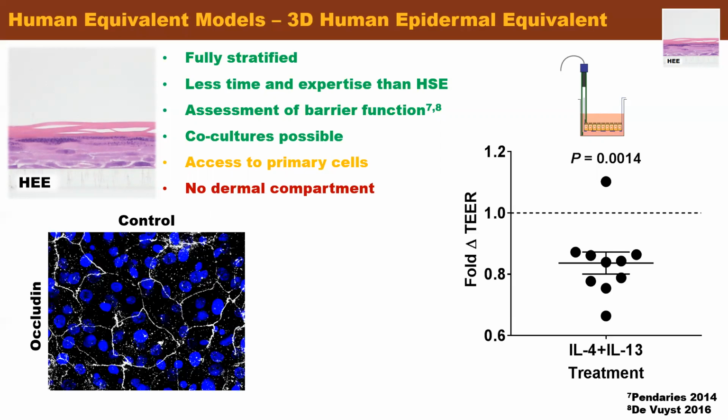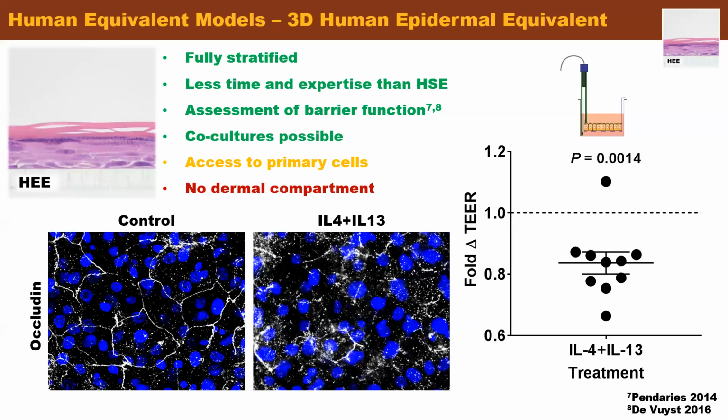Here we see an en-face view of 3D human epidermal equivalent stained for occludin to demarcate tight junctions. In these control cultures, we see completely or nearly completely enclosed occludin rings. In contrast, 3D human epidermal equivalents exposed to Th2 cytokines show punctate staining and loss of occludin rings.